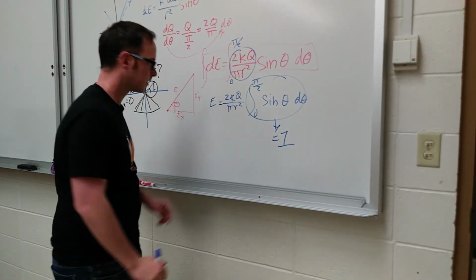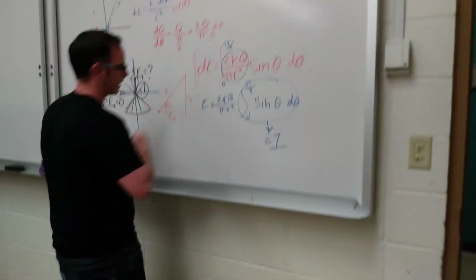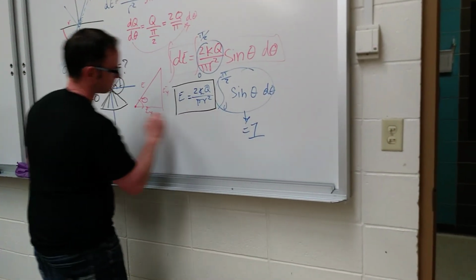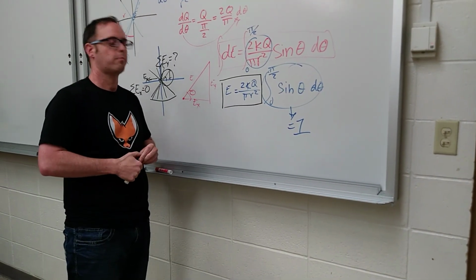That's 1. So that's our answer. Our symbolic answer is E equals 2kQ over pi r squared.